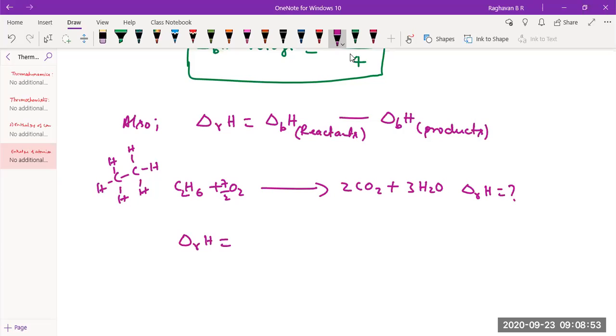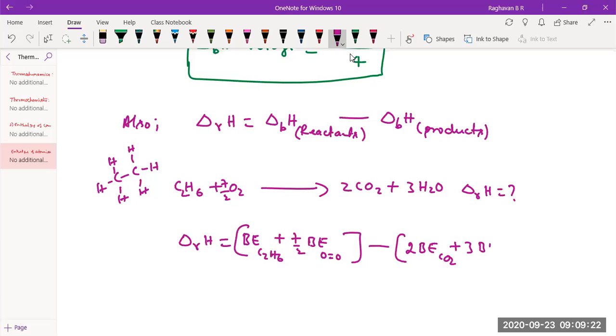Which are the reactants here? I can also write bond enthalpy as BE of C2H6 for just representation sake. Becomes easy. 7 by 2 times bond enthalpy of O double bond O. These are the reactants, right? So minus, which are the products? 2 times bond enthalpy of carbon dioxide plus 3 times bond enthalpy of OH bond. But each molecule of water has how many OH bonds? 2 OH bonds. So it is better to say 2 into 3.